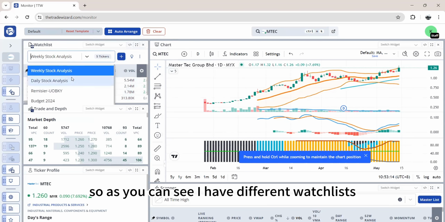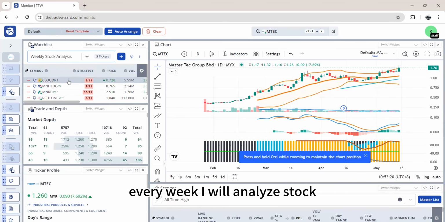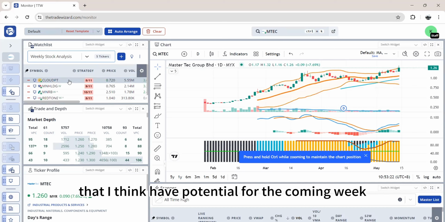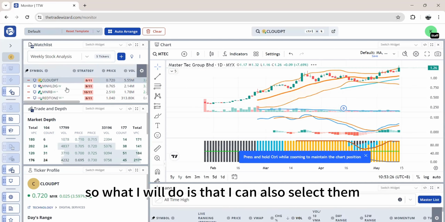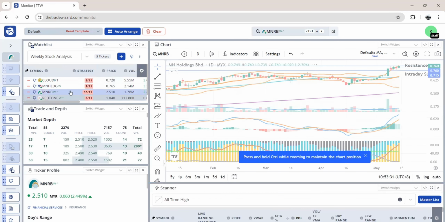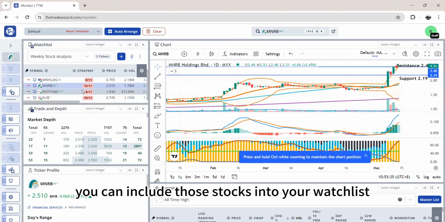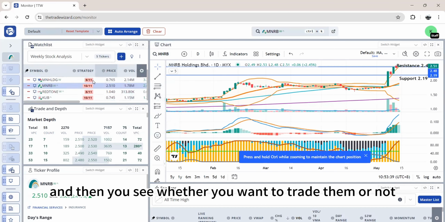So as you can see, I have different watch lists. And this one, weekly stock analysis, whereby every week I will analyze stock that I think have potential for the coming week. So what I will do is that I can also select them from here. So when you have your own watch list, you can include those stocks into your watch list and then you see whether you want to trade them or not.